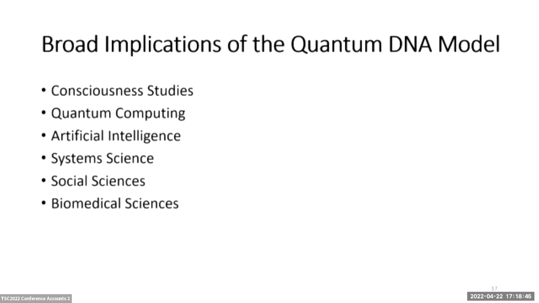As far as artificial intelligence goes, this throws a bit of a monkey wrench into the idea that neurons are just integrate-and-fire complicated transistors. For system science, what we think of as complex adaptive systems are in reality quantum adaptive systems, and that means a lot for social sciences. In the biomedical sciences, neuroscience, genetics, et cetera, and cell biology, there is a lot of potential.